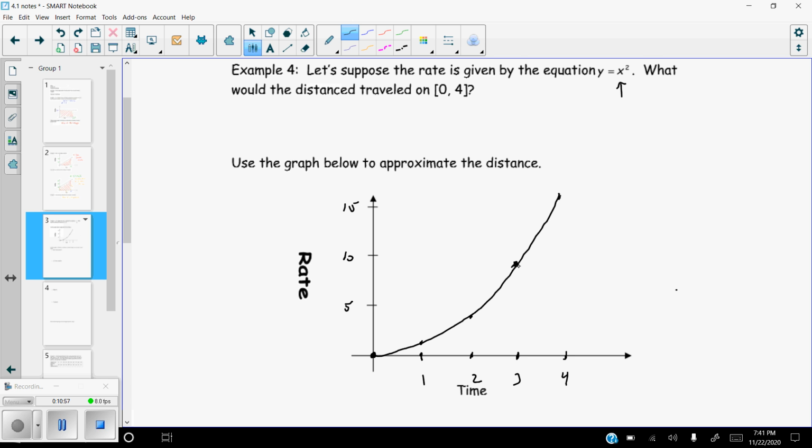So the idea is, I don't know how to find the area easily. Well, that's not true. I do. But there is no easy geometric shape way of doing it. What we can do, however, is we can approximate. And that's what it says right there. We can approximate the total distance traveled. Now, there's several ways to approximate. So we're going to walk through these slowly if possible.